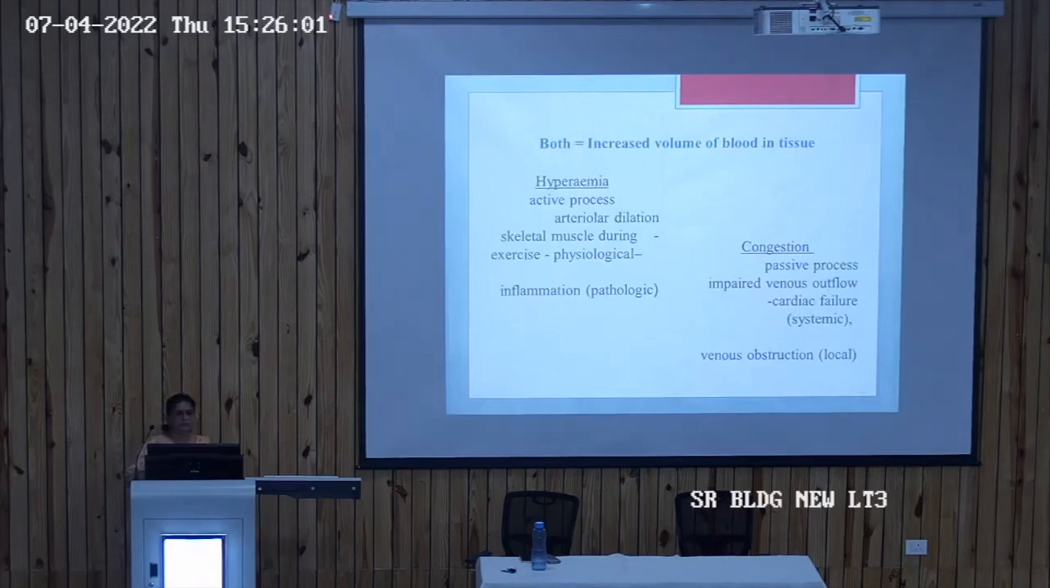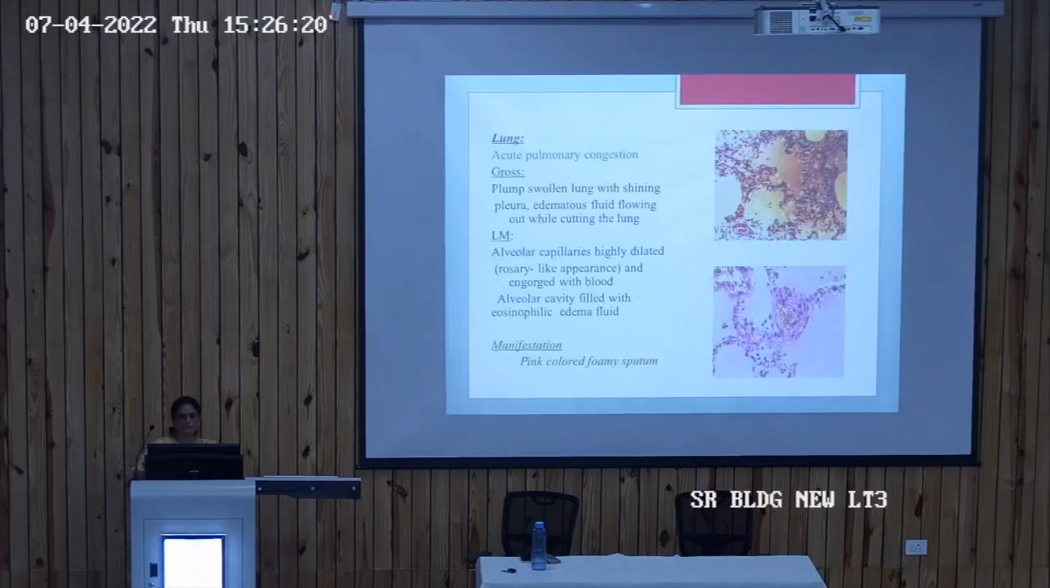So both of them have increased volume of blood in the tissue. Hyperemia is an active process. Arterial dilatation is there. Skeletal muscle exercise is a physiological cause and inflammation is a pathological cause. Congestion is a passive process. There is impaired venous outflow. Cardiac failure is a systemic cause and venous obstruction is local.